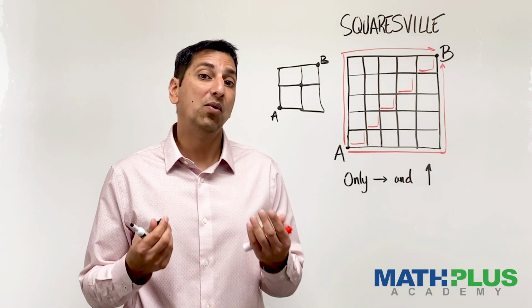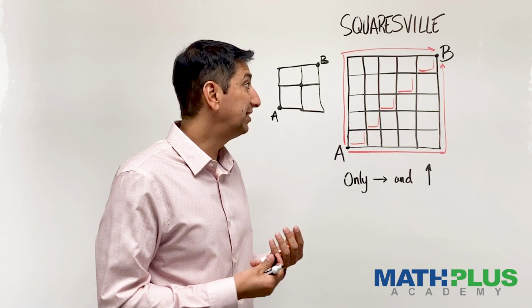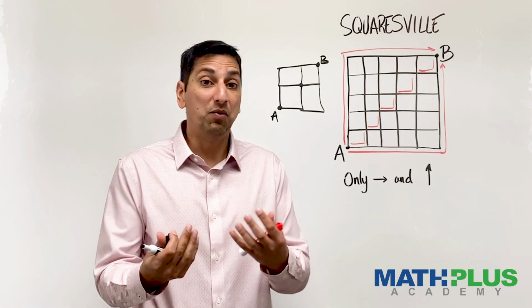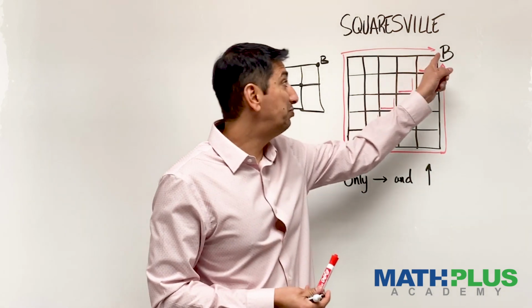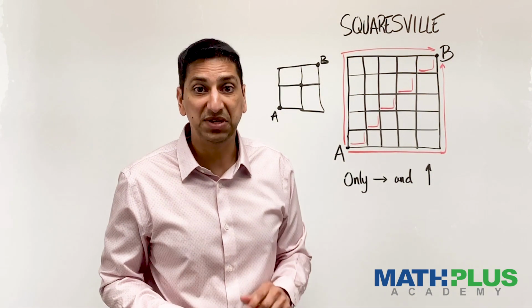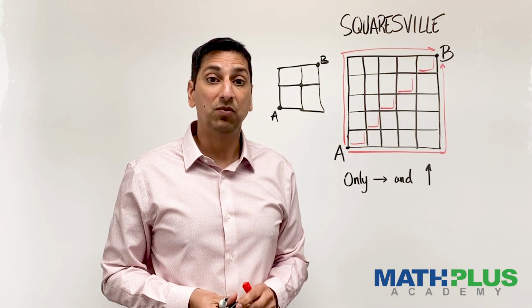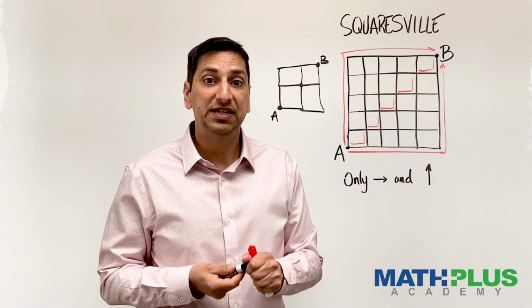Another one is when you see a problem that's difficult like this, you could try working backwards. So think about, I want to get to B. How do I get to B? Well, where would I have had to have come from to get to B?